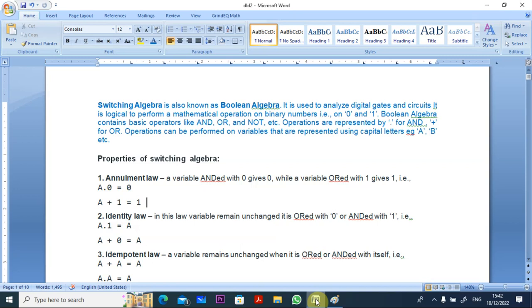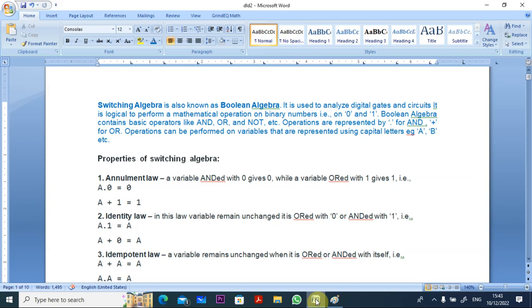In digital logic design, the second unit we will be going for is Boolean algebra. In this Boolean algebra, sometimes we call it the switching algebra. This is used to analyze digital gates and the different circuits. It is logical to perform mathematical operations on binary numbers like 0 and 1.